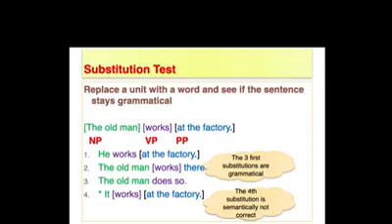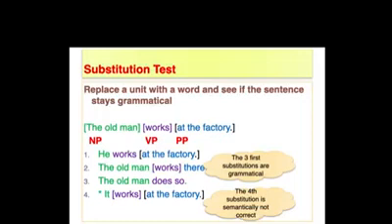For example, we can leave the old man in the second example. The old man works there. Now, there replaces, or is a substitute of, at the factory. Now, from this substitution, we understand what the sentence means, and it's correct. Let's move on to the third substitution test.